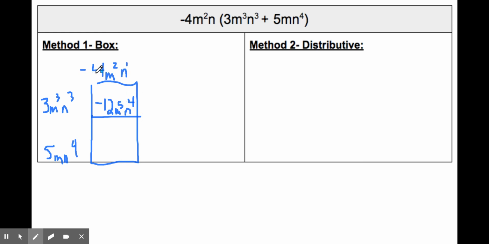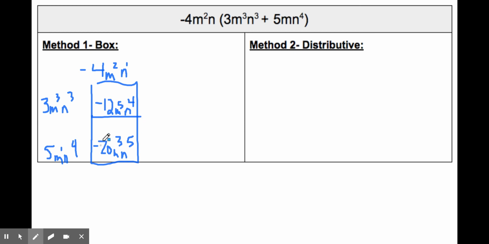Here, let's multiply the coefficients first. Negative 4 times 5 is going to be negative 20. m squared times m to the 1st. Remember, same base, you're going to add. So 1 plus 2 is my power of 3. It's an m, by the way. And then n to the 4th times n to the 1st is going to be n to the 5th.